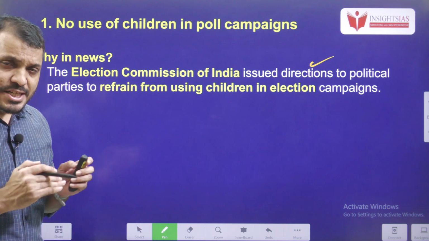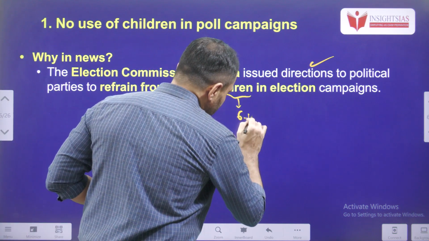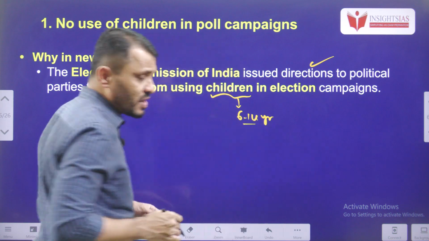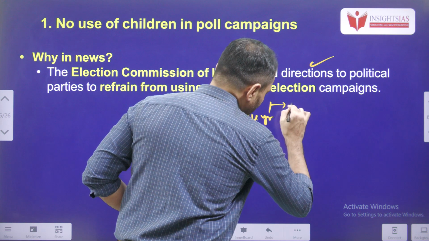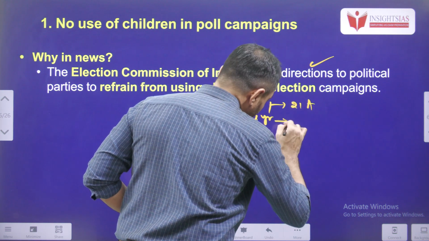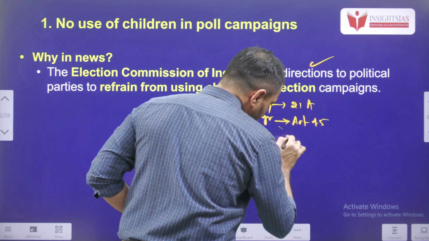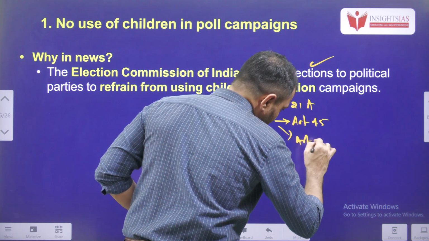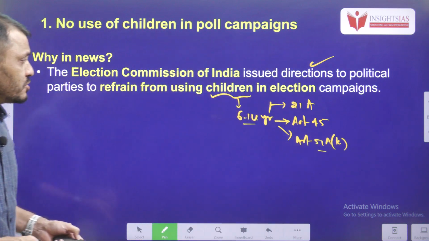Here you have to understand children means generally we include 6 to 14 years of age, because they are covered under Article 21A. They are covered under Article 21A and also under Article 45, then Article 51A(k). So this belongs to fundamental duty.